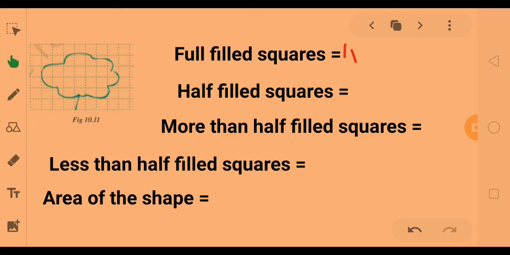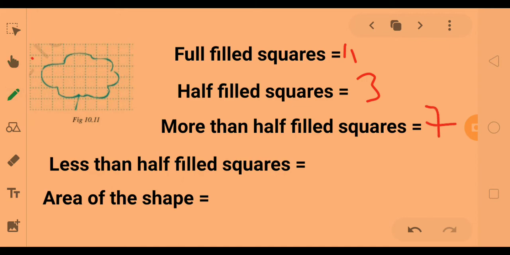So we count that: 1, 2, 3. So we get 3 half filled squares. Then more than half filled squares. By counting it, we get around 7 half filled squares. So you will write 7 half filled squares.